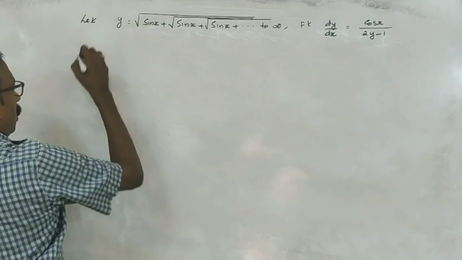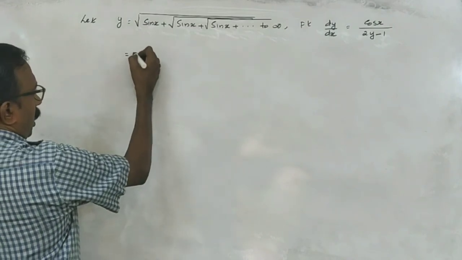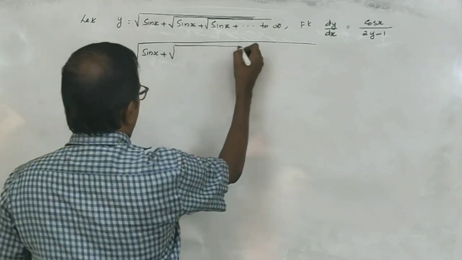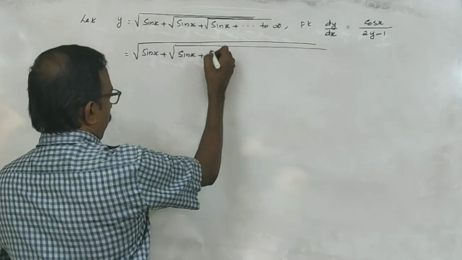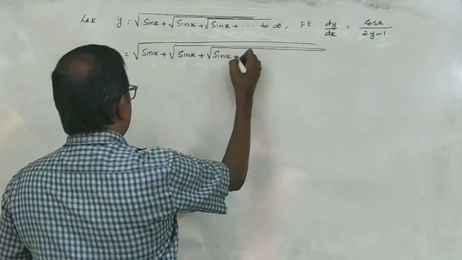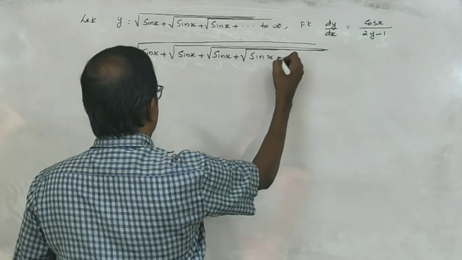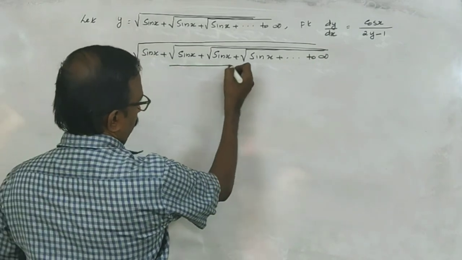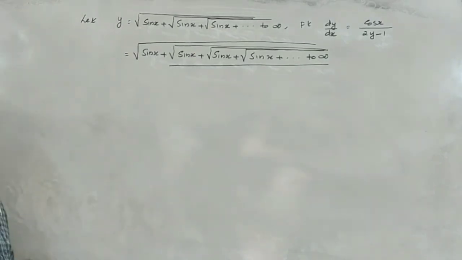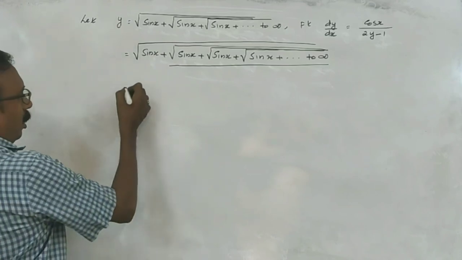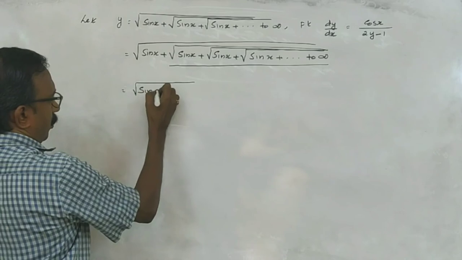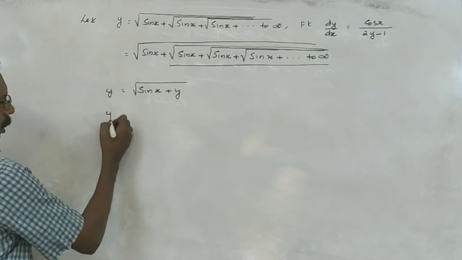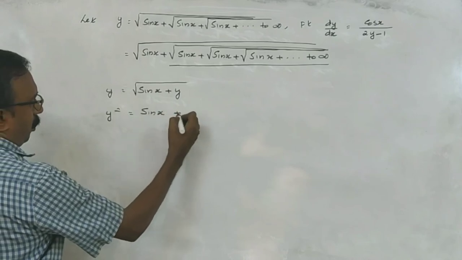Here let us see. I am writing this as root of sin x plus again root of sin x plus root of sin x plus again root of sin x. I am writing one more root sin x, etc. to infinity. And now this function, root of sin x plus root of sin x plus root of sin x plus etc. to infinity, is y, isn't it? Now again, directly written as y equals root of sin x plus y. Now squaring both sides, y square is equal to sin x plus y.